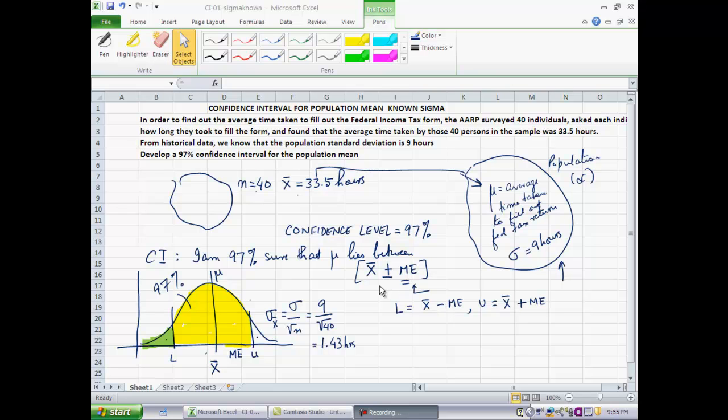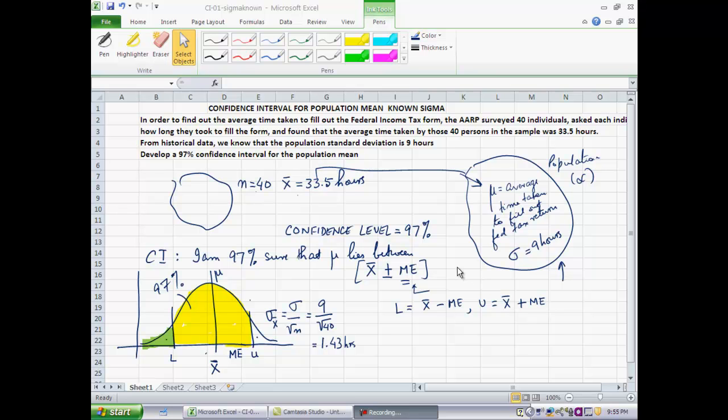So if I had to give a narrative, the confidence interval would read like this. I am 97% sure that mu lies between x bar, which is the sample mean, plus or minus a margin of error. Okay, so the lower limit is the sample statistic minus the margin of error. The upper limit is the sample statistic plus the margin of error. So the whole issue is how large does the margin of error have to be.